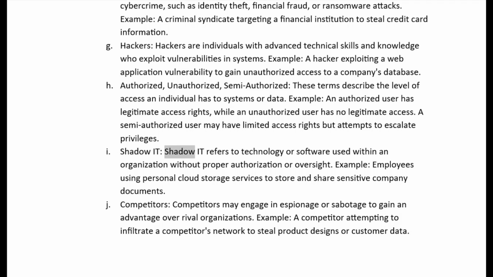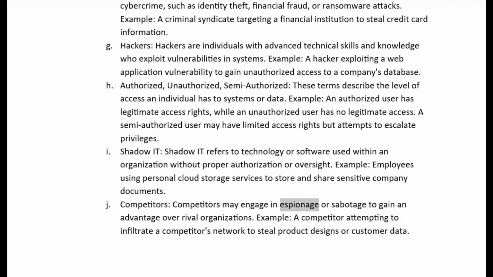Shadow IT refers to technology or software used within an organization without proper authorization or oversight. Example: employees using personal cloud storage services to store and share sensitive company documents.